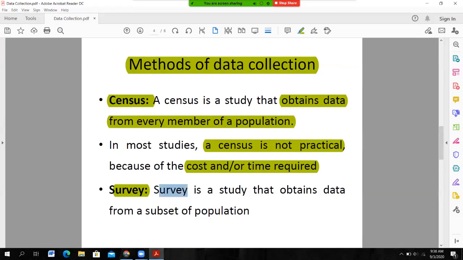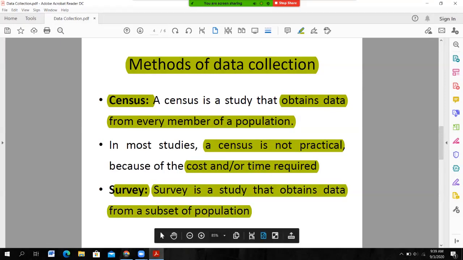Survey is another type through which data is collected. Survey is a study that obtains data from a subset of the population. In the case of census, data is collected from every individual of the population, while in the case of survey, data can be obtained from a subset of a population.